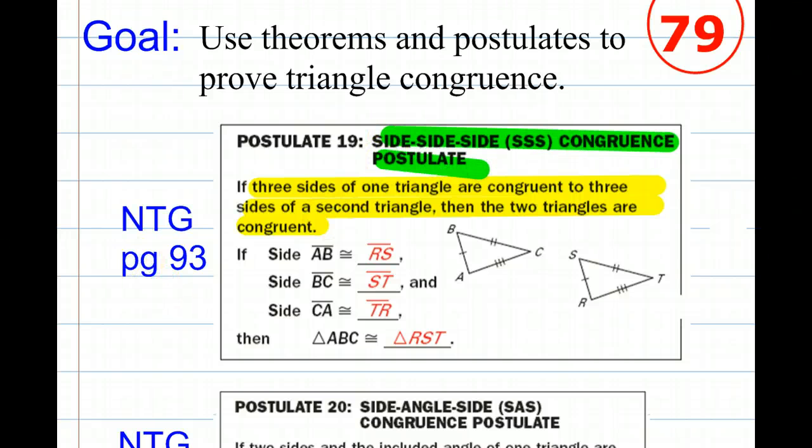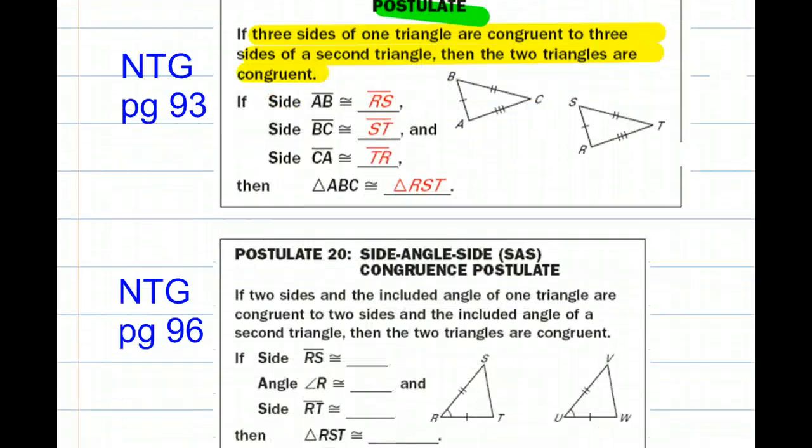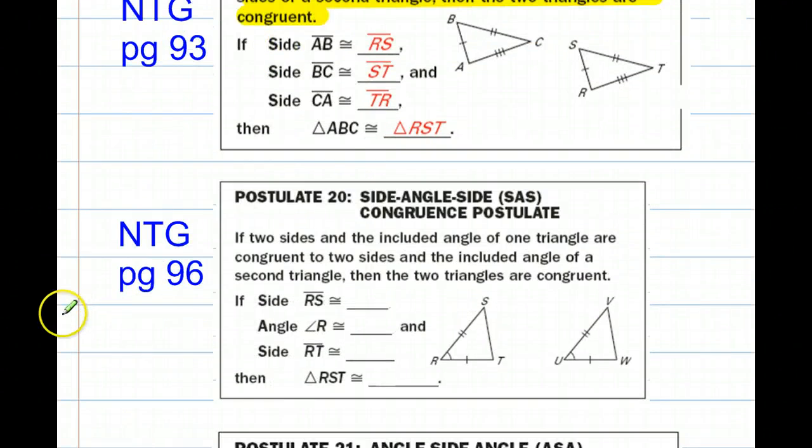Now we're going to look at another postulate that's called side angle side, which says that instead of showing all 3 pairs of corresponding sides are congruent, if I can show that 2 pairs of corresponding sides and the included angle of one triangle are congruent, then the 2 triangles are congruent. So let's talk about the word included angle. If I'm showing you that 2 pairs of corresponding sides are congruent, then the included angle is the angle that's in between the 2 pairs of sides that I've shown are congruent.